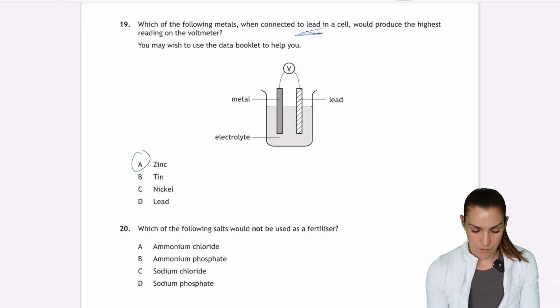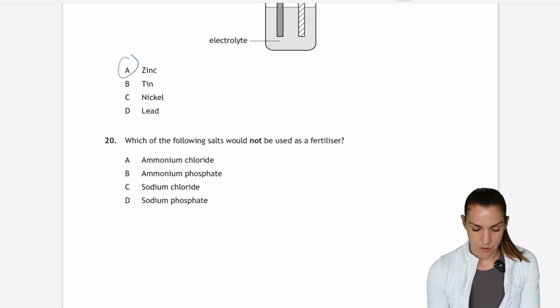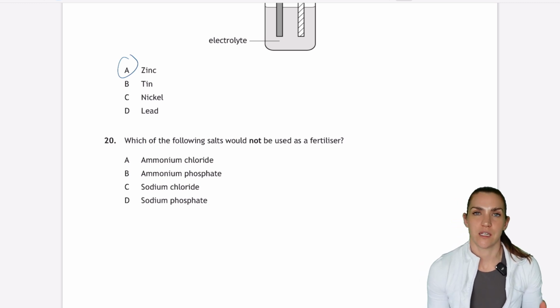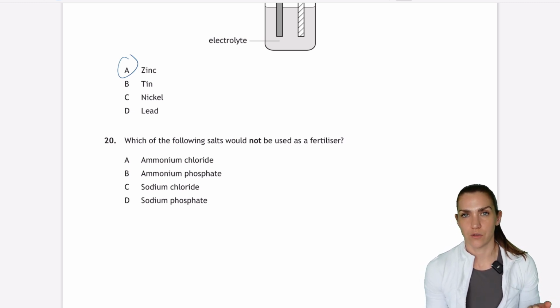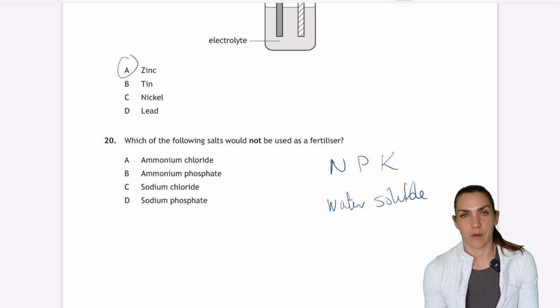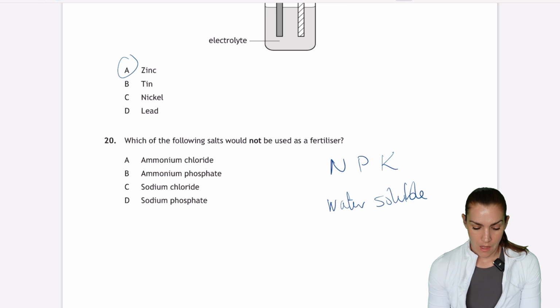And then which one of the following salts could not be used as a fertilizer? So fertilizers need to have two things. They need to either contain at least one of the essential elements for plant growth, which are nitrogen, phosphorus and potassium, and they need to be water soluble. Okay, so that's the two requirements for a compound that can be used as a fertilizer.